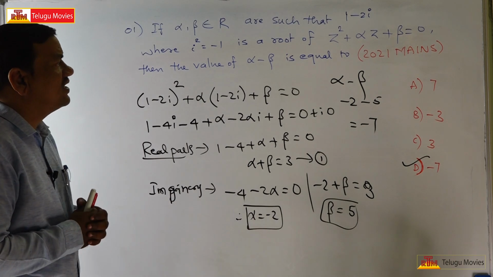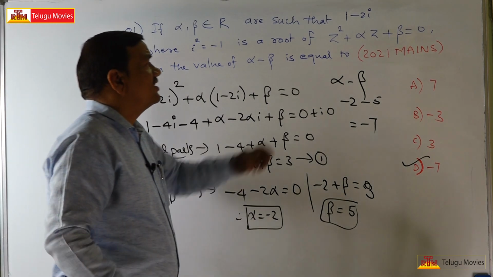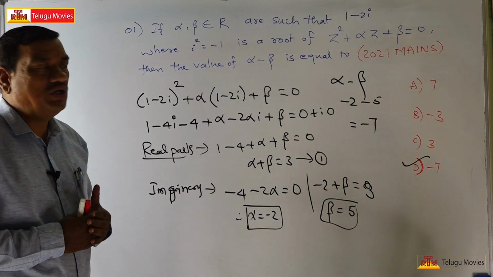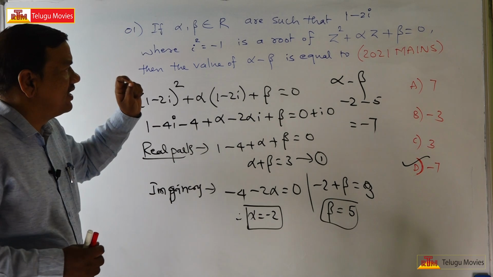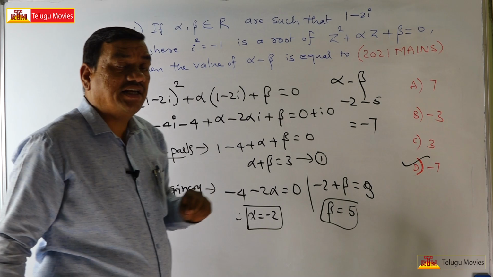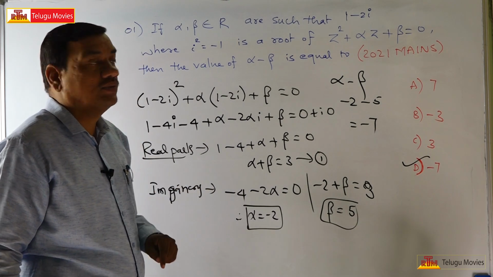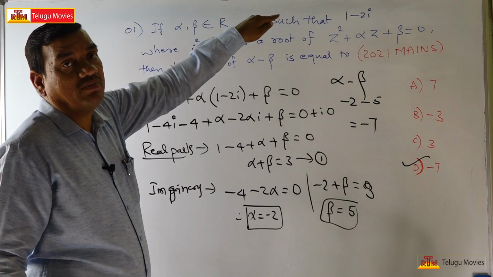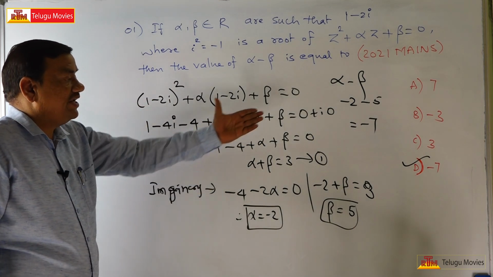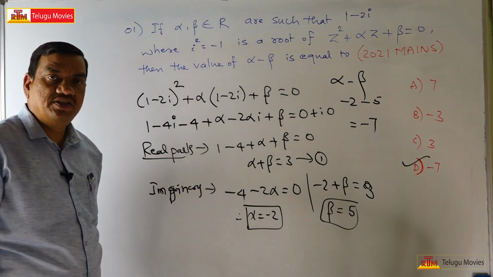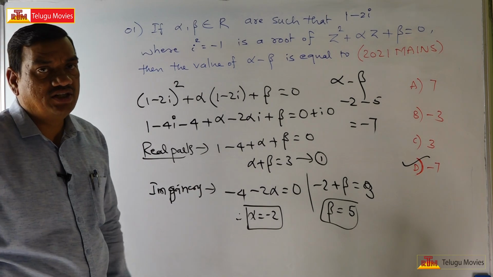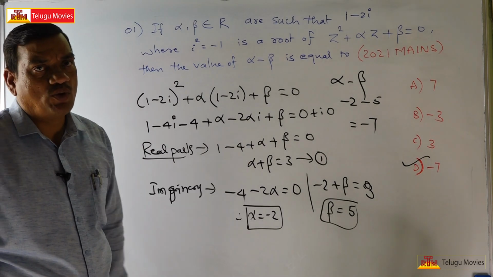Generally students start doing this by taking z equal to x plus iy. There is no need to do that. It is given as a quadratic equation in the complex number z. Already z is a complex number, 1 minus 2i is given. Just substitute, equate the real parts and imaginary parts, and we get the answer. Very easy problem. This was asked in 2021. I hope you understand this solution. Let us go to the next problem.